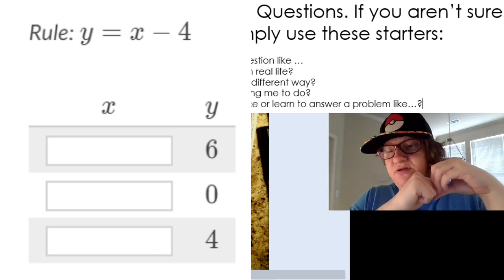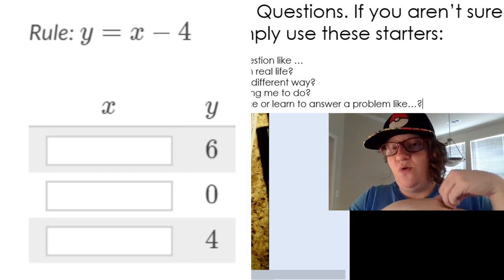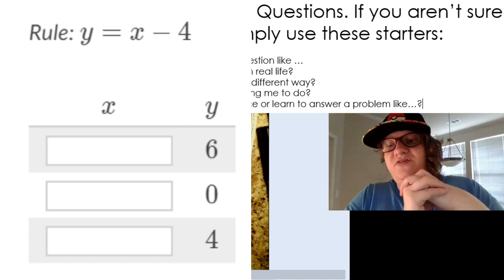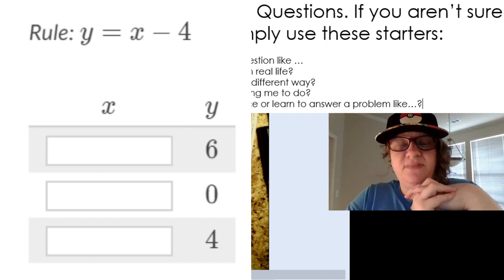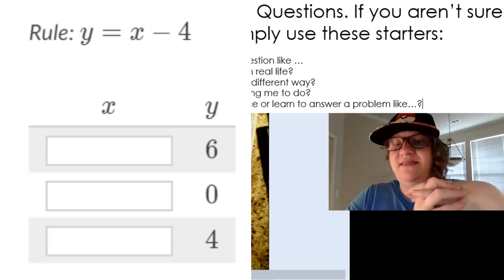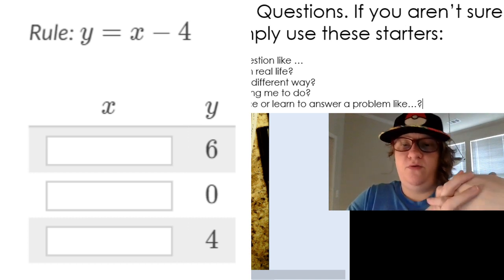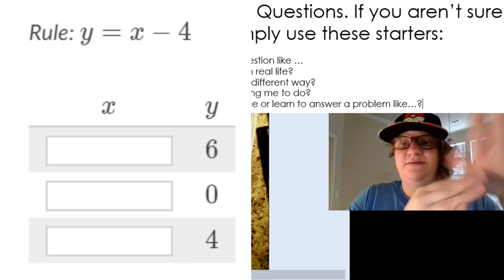Certainly they do in middle school. You could call it an equation, y equals x minus 4. You can also call it a function, although this is not written in function notation. And they, again, want us to create the table.